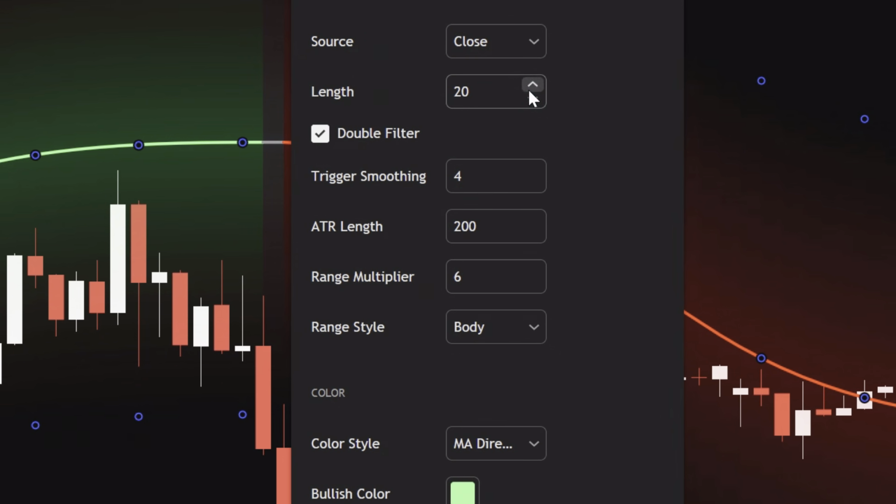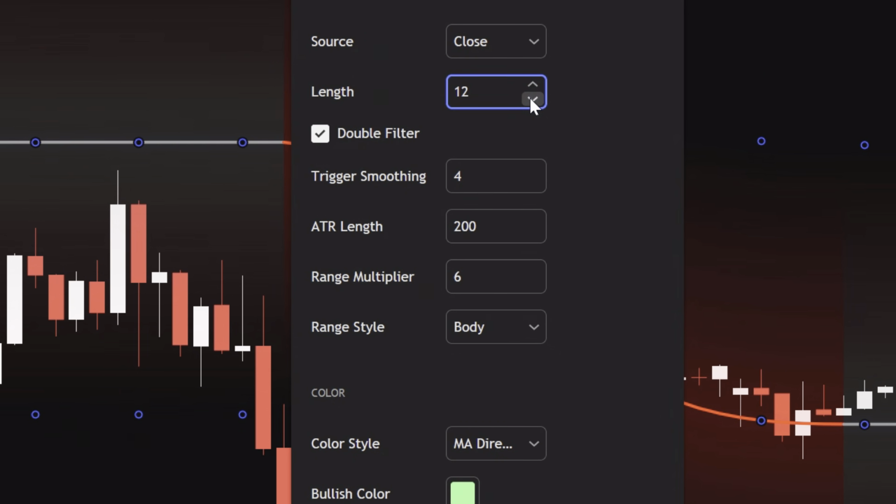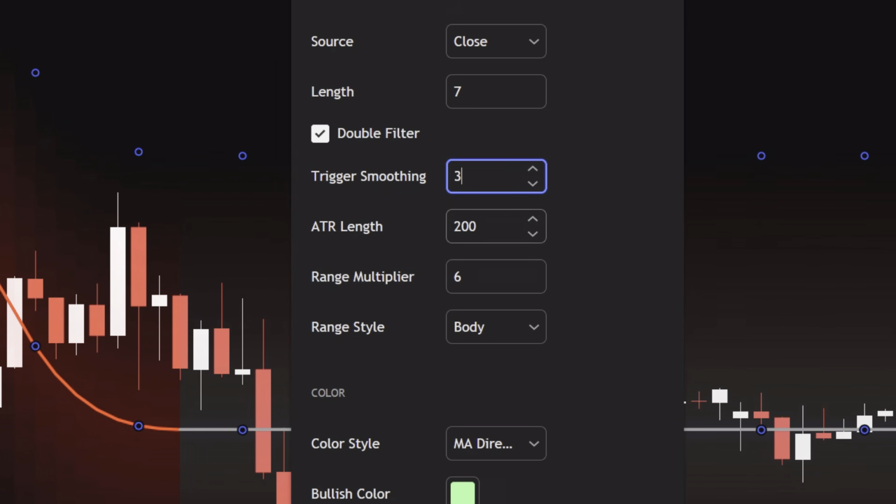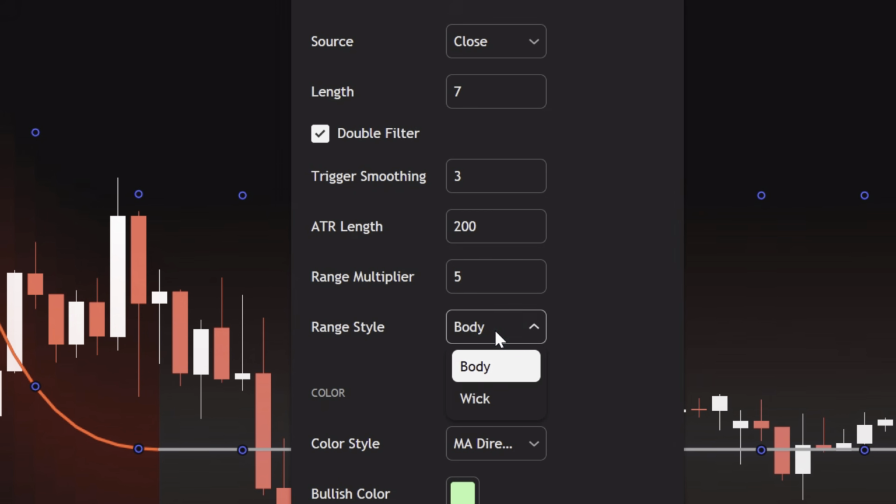Length 7. Trigger smoothing 3. ATR length 200. Range multiplier 5. Range style VIC.